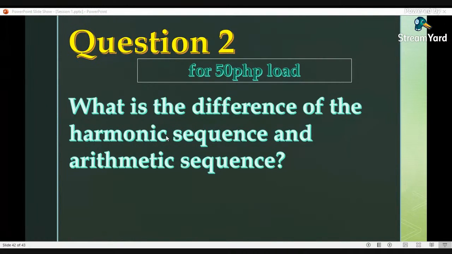Okay, again, what is the difference between the harmonic sequence and arithmetic sequence? Arithmetic sequence has a common difference in the blank. Correct. Arithmetic sequence has a common difference while harmonic sequence has a common difference in the denominator. Wow! Congratulations, John Ray Lumilo. You are the winner of the 50 peso load.